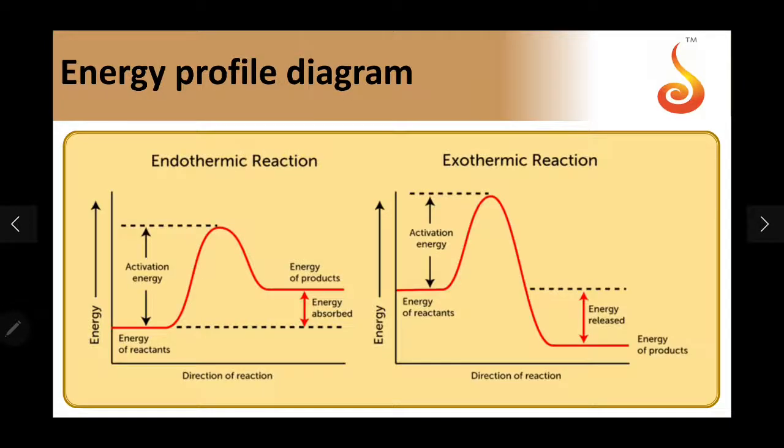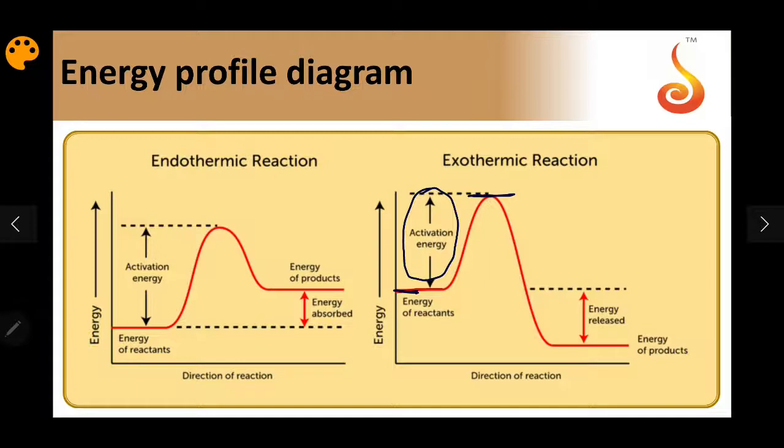Energy profile diagram for exothermic and endothermic reactions. In any reaction, reactants will never convert directly into products. If you take the normal energy of the reactant, this is the normal energy of the reactant, and this is the threshold energy level. So the reactant has to acquire this minimum energy, and this will be the energy of activation, and then form the product.